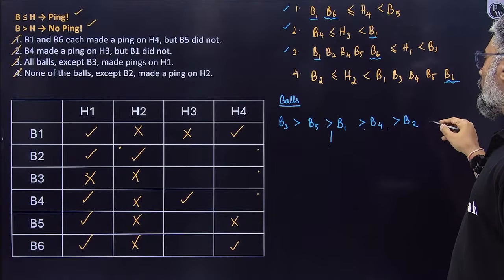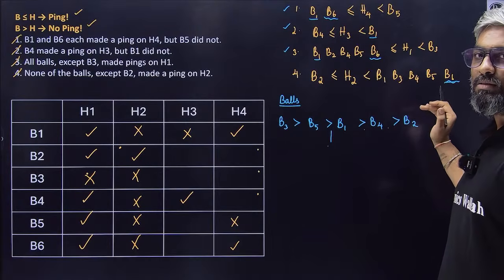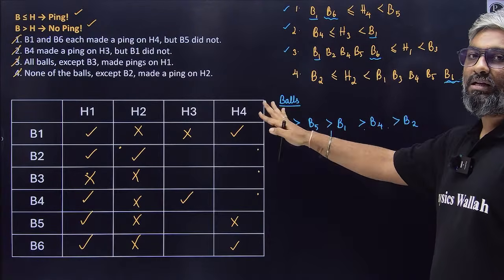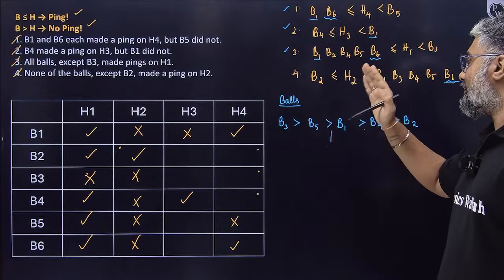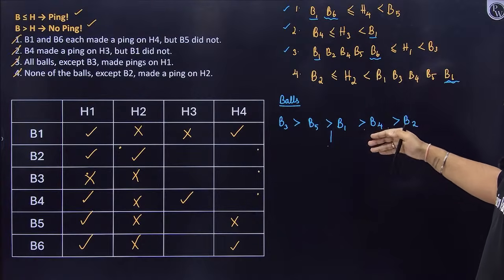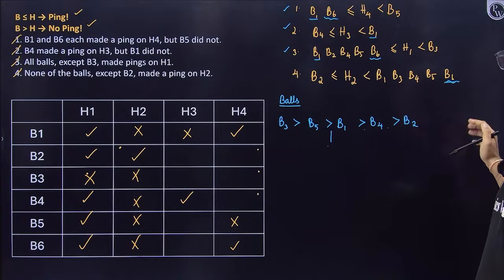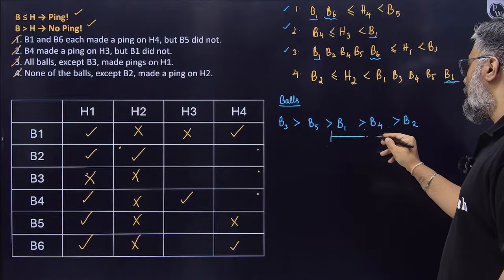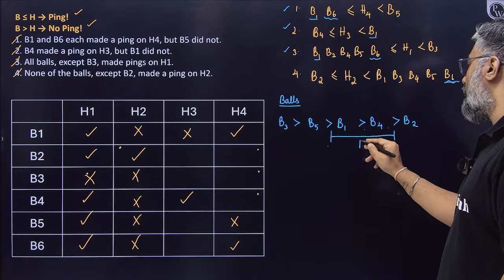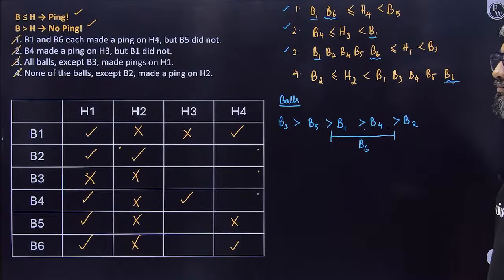Can B6 be the smallest? No. B6 can't be the smallest. B6 can't be the largest and the second largest. So B6 is allowed to be the third largest, fourth largest or fifth largest, but not the smallest of all, correct? So B6 can technically come anywhere here. Are we good so far?